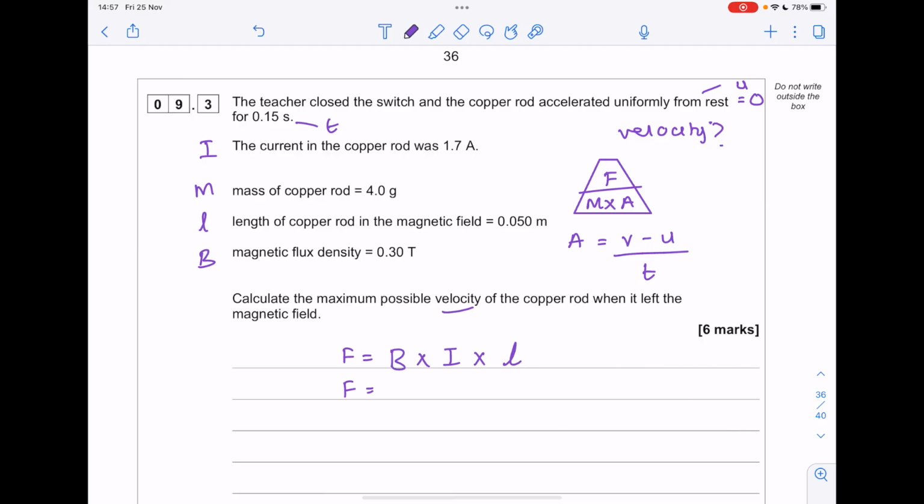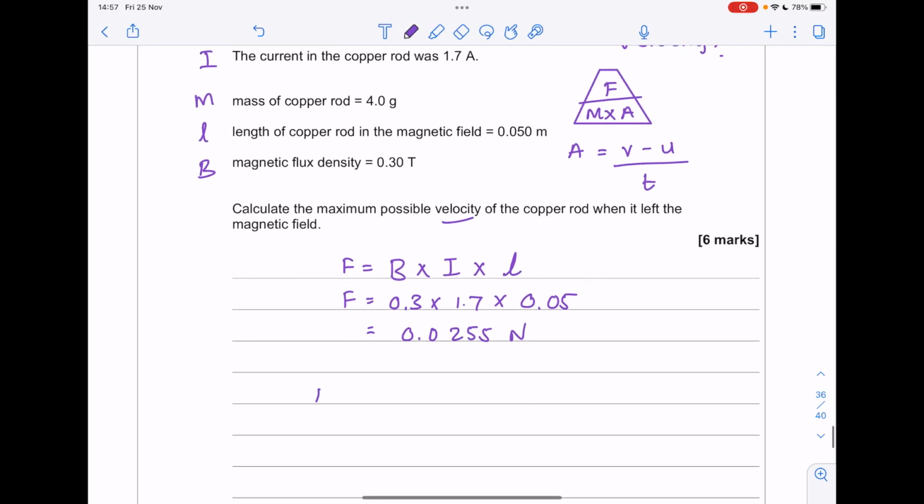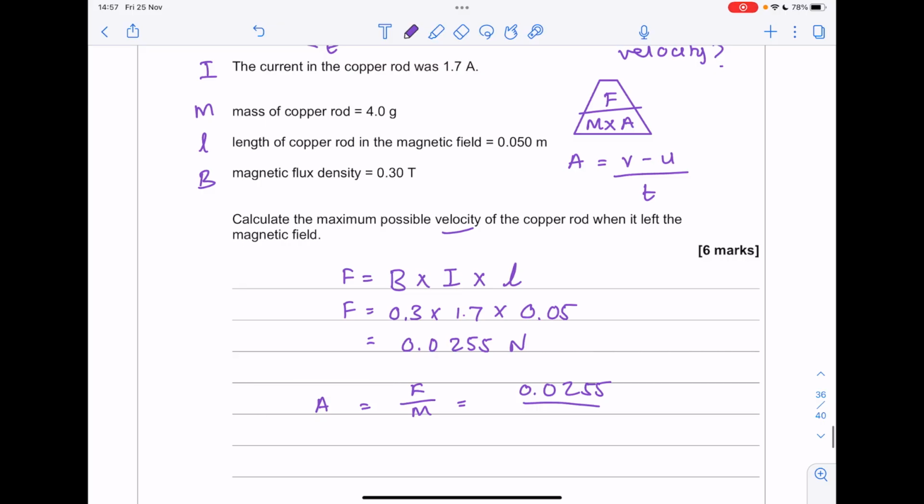So first of all, let's find our force by taking 0.3, multiplying it by 1.7, and then multiplying it by the length. No need to change these units. Then we can find acceleration by doing force divided by mass. So we'll take that force value we just found, divide it by the mass, which was 4 grams, which is 0.004 kilograms, to get acceleration, which is 6.375.